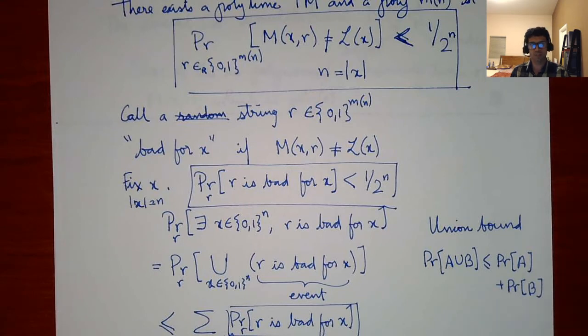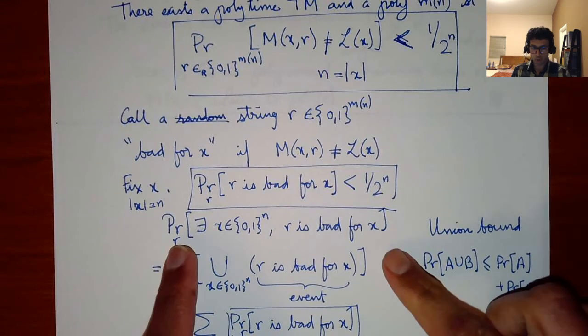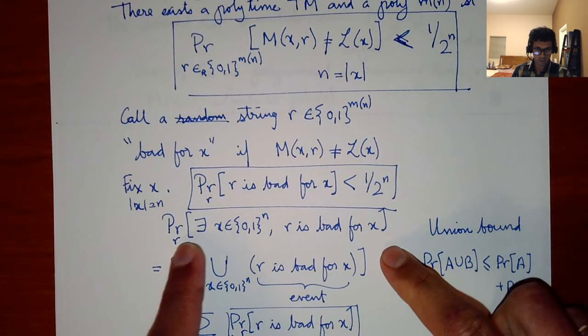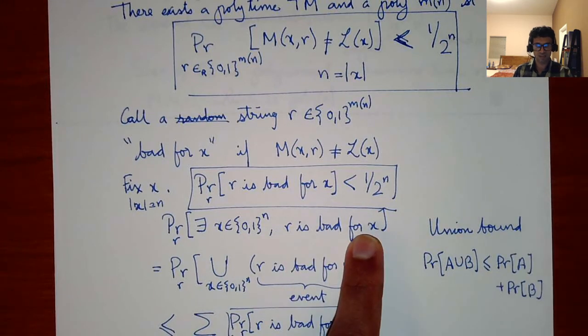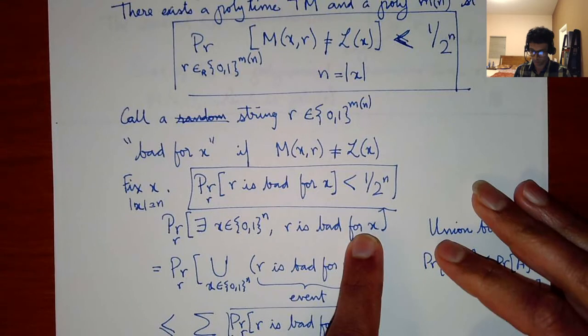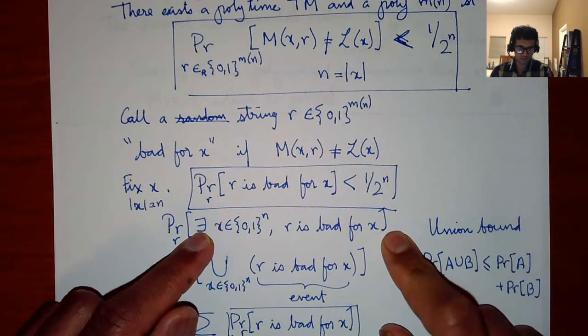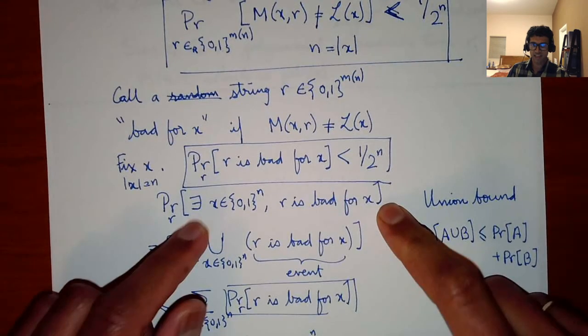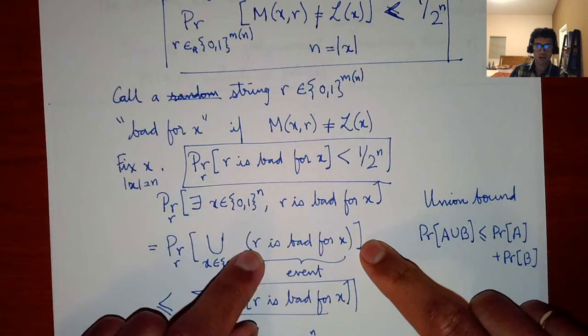What we'll show is that this probability is strictly less than 1, which means there must be a string that is good for all X. And that is the hard code of the magic randomness. Now, how do we prove that the probability that there exists an X such that R is bad for X is less than 1? We apply the union bound. The event can be expressed as a union of events: the union over all X that R is bad for X.